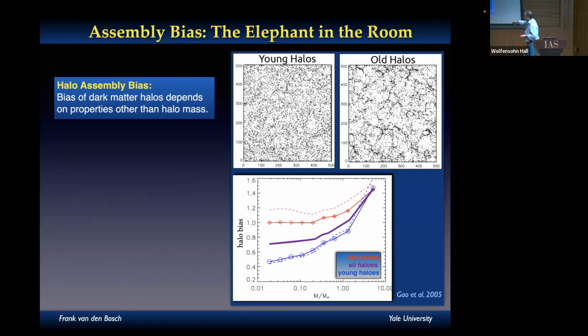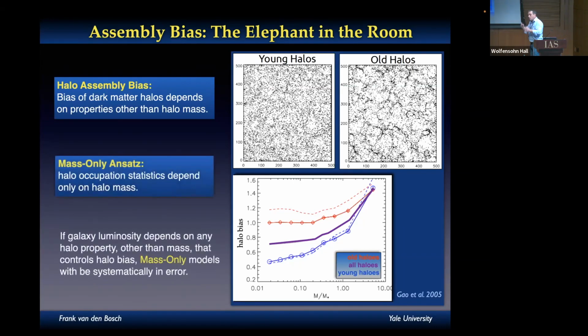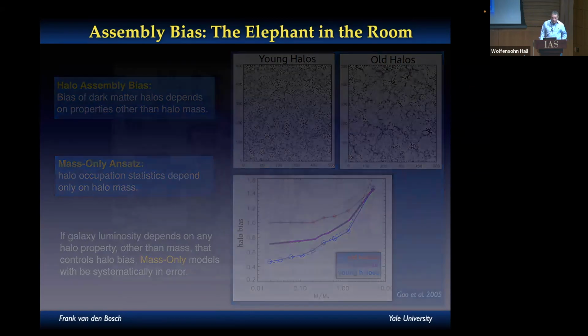Okay? And you can plot again this halo bias as function of mass. So this is for all halos. This is this mass trend I talked about. If you now split them in young and old, you see that at a given halo mass, there's a dramatic dependence of clustering on the assembly time of the halo. Now, this is important because all our halo occupation models do one thing. They're based on what we call the mass-only ansatz. We assume that the occupation statistics only depend on halo mass. But if they also depend on the assembly time of the halo, and why wouldn't they, then you're making a big error, or you can potentially make a big error. Okay, and I'll give you an example of that.